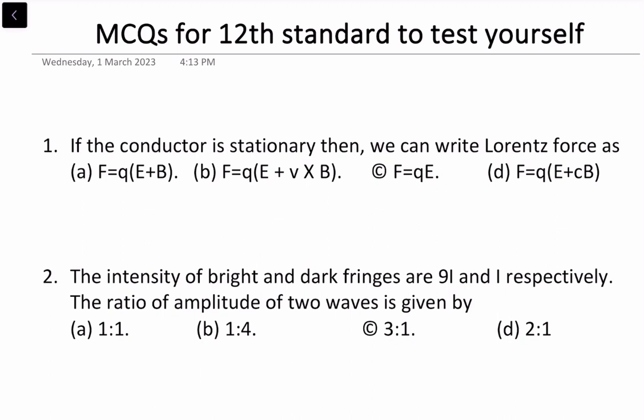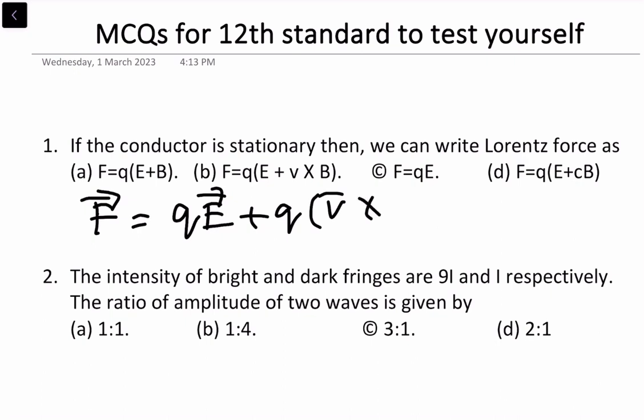The first question: if the conductor is stationary, then we can write Lorentz force as. We know the formula for Lorentz force. So Lorentz force is given by F bar is equal to QE bar plus Q V bar cross B bar. This is the Lorentz force.